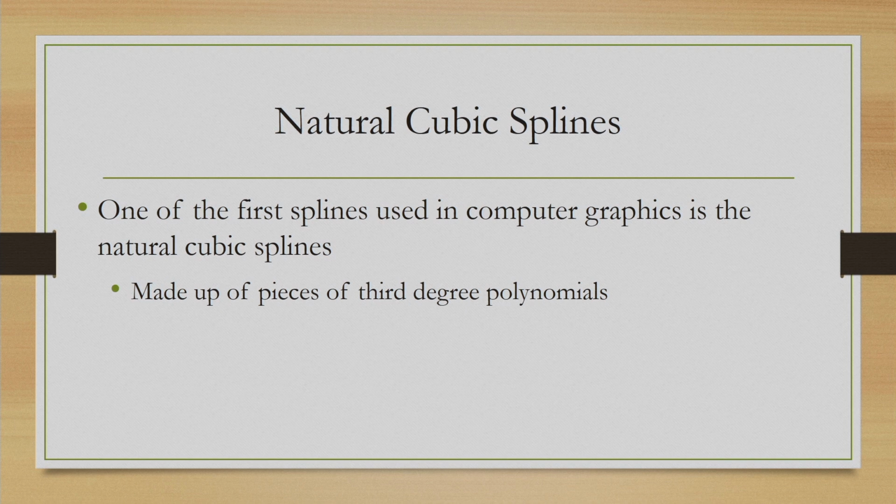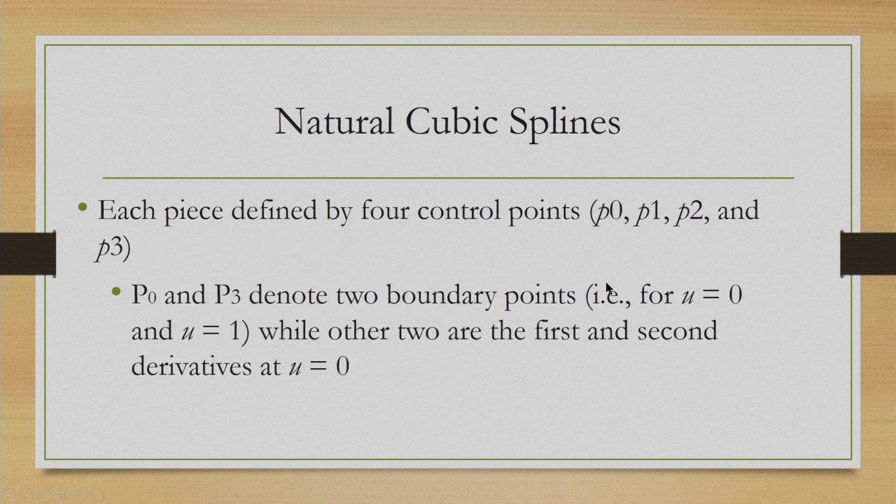Just a little bit of history. This is one of the first splines that was used in computer graphics applications, and as the name suggests, since it is a cubic spline, it is made up of pieces of third degree polynomials. Now, each of the polynomial pieces is defined by 4 control points. We can denote them as P0, P1, P2, P3.